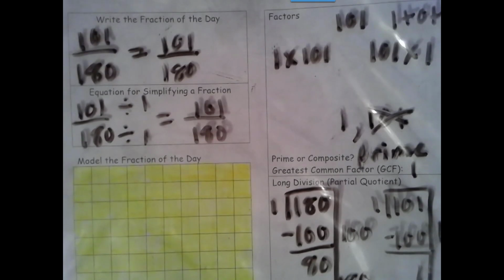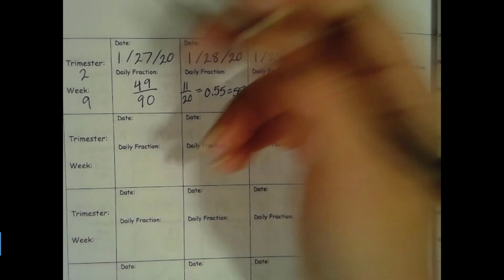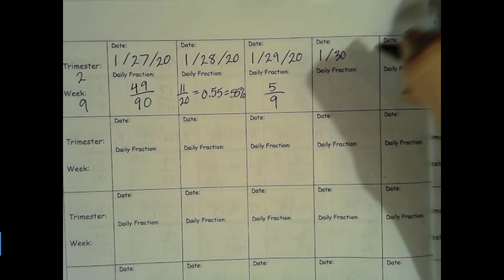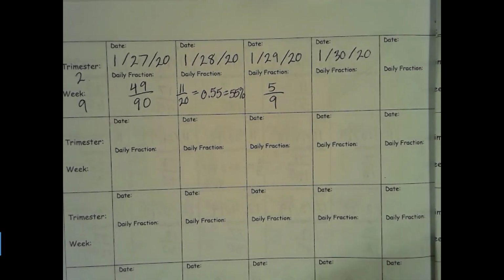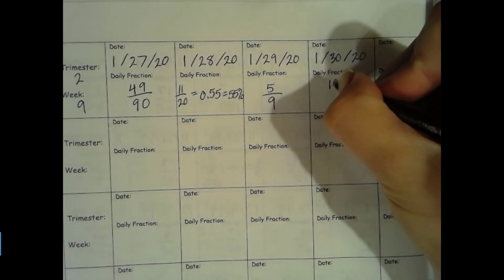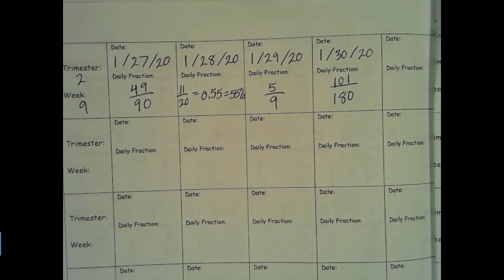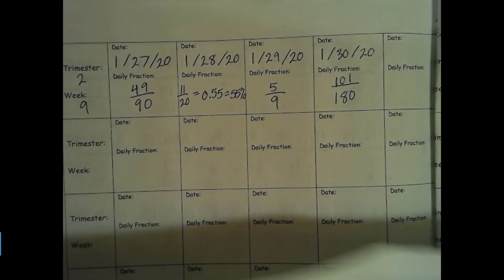Let's go ahead and fill in our data collection page. Okay, trimester 2, week 9. Today is 1/30/2020, and our fraction for today is 101 180th. 101 is a prime number. It is not a factor of 180, so our greatest common factor is 1. And that means we did groups of 1.